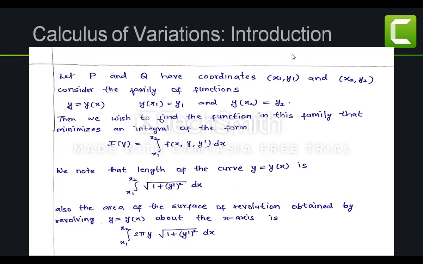Now we wish to find the function in this family that minimizes an integral of the form I of y equal to integral x1 to x2 f of x, y, y dash dx. So our aim is to find functions y which satisfy the boundary condition and which falls in this family. So our aim is to minimize this integral.